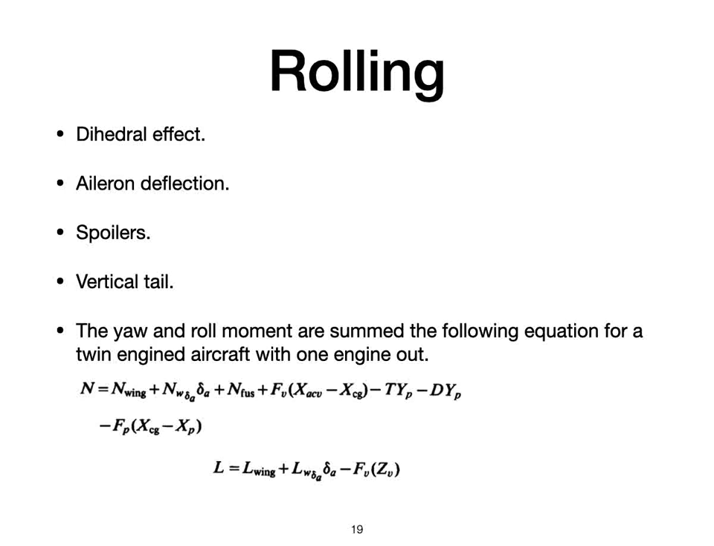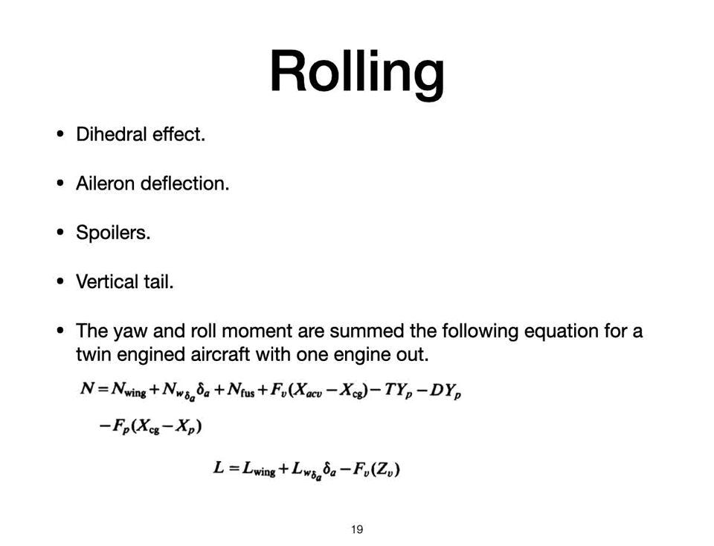Spoilers. Spoilers are an alternative roll control device. These are plates that rise up from the top of the wing, usually just aft of the maximum thickness point. This disturbs the airflow and spoils the lift, dropping the wing on that side. The vertical tail contributes positively to the roll stability because it is above the center of gravity.